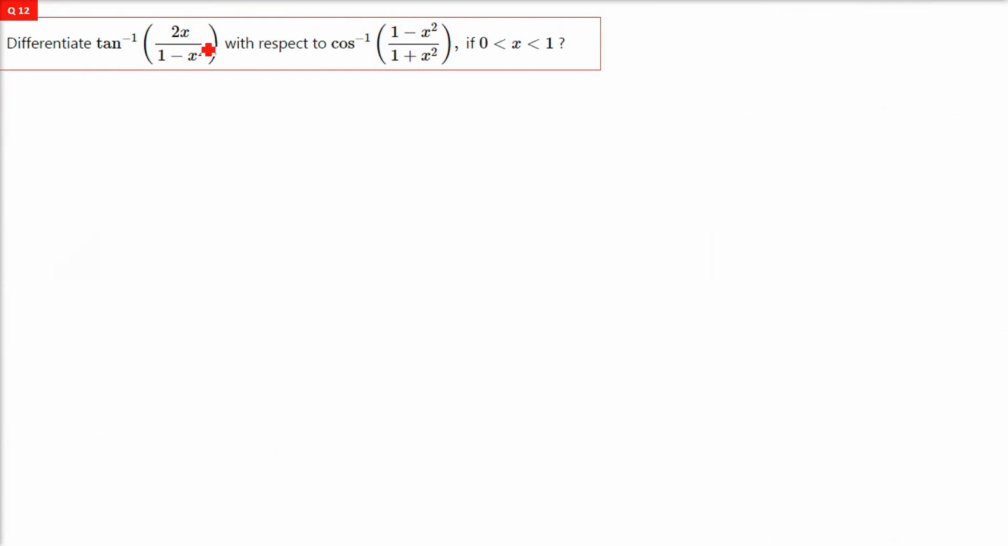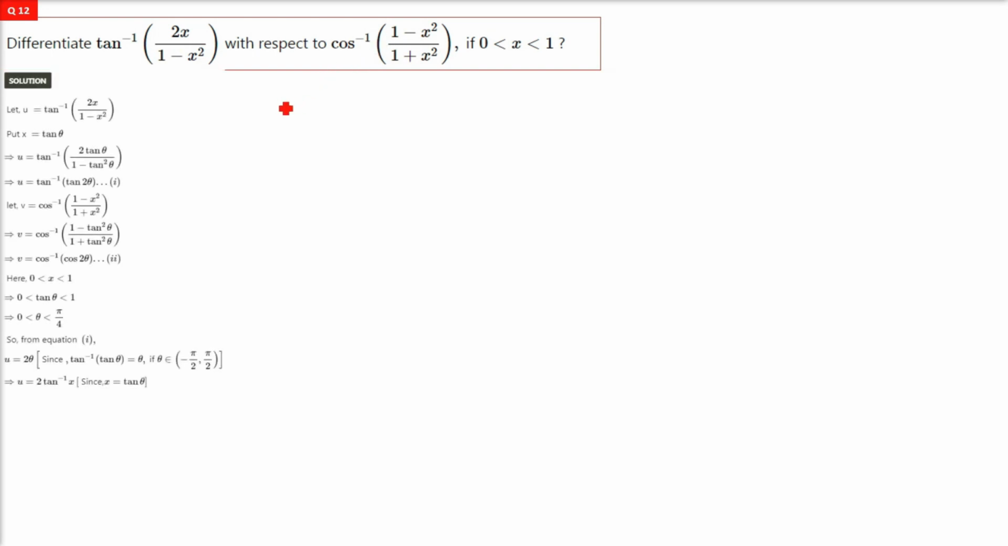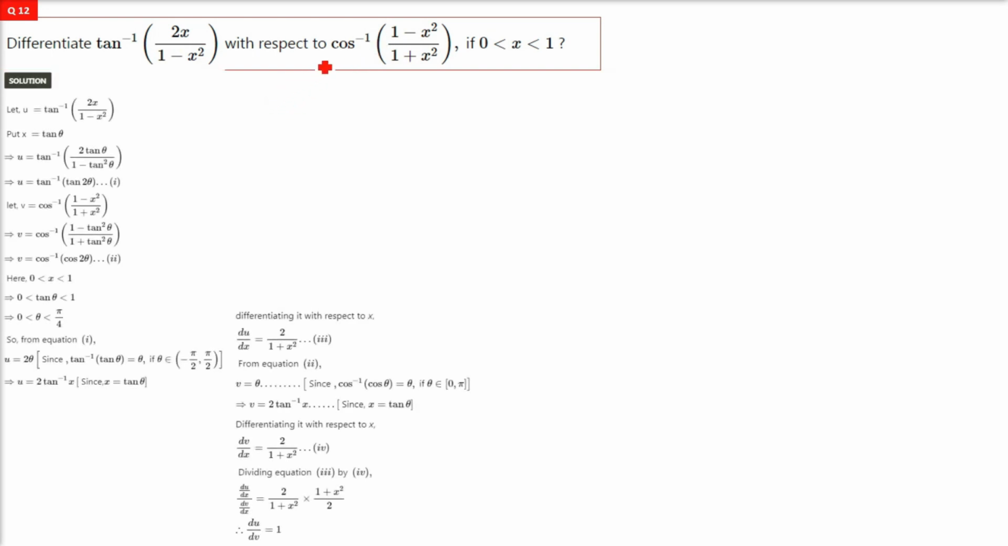Differentiate tan inverse 2x by 1 minus x square with respect to this. So this you can directly do. Since we have done multiple questions like this, I will encourage you to do it by yourself. Just put x as tan theta in both the cases. And since the boundary from 0 to 1 is given, you have to check for 0 to 1 also. Okay, so you will get the same answer.